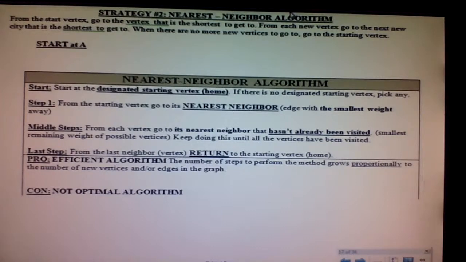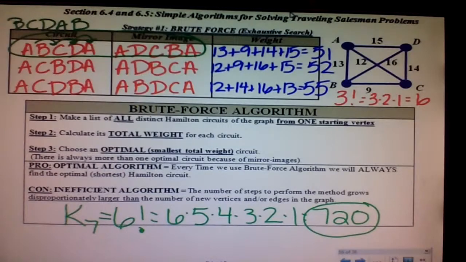So if we go back to this graph, they want me to start at A. So I can either go A to B, A to C, or A to D. I wasn't drawing lines, I was just pointing.